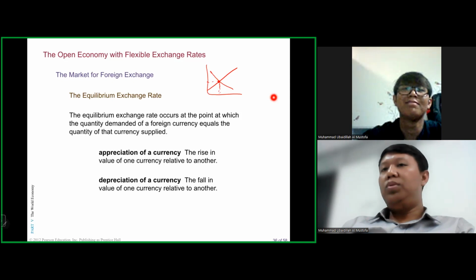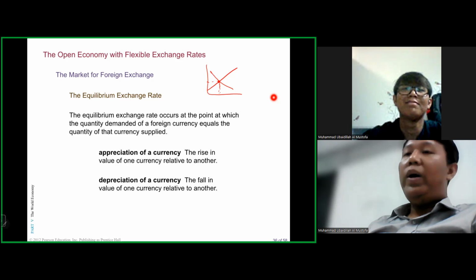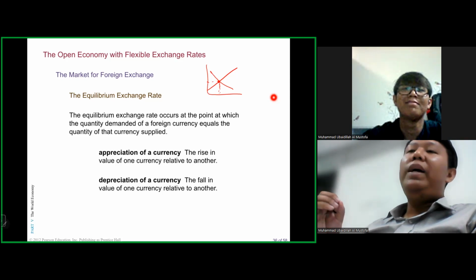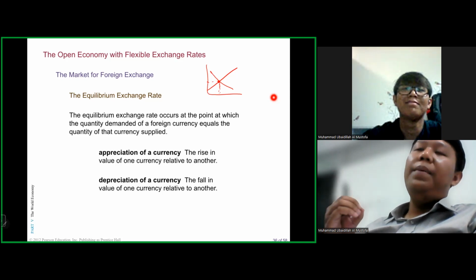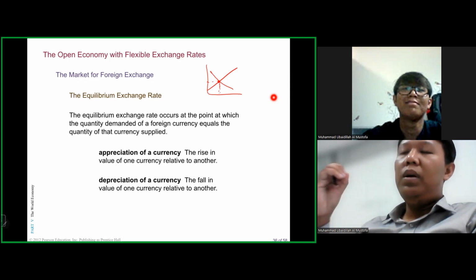We have two terms that are widely used in economics. The first one is the appreciation of a currency. What does appreciation mean? It is the rise in value of one currency relative to another. So this is where our local currency becomes stronger in value. It becomes more expensive to buy.